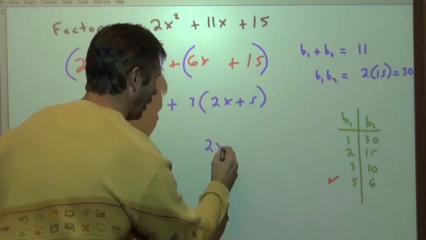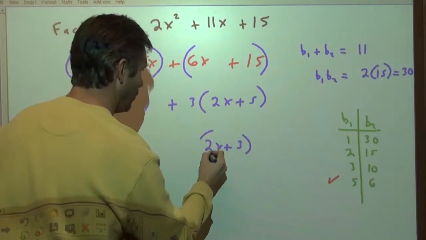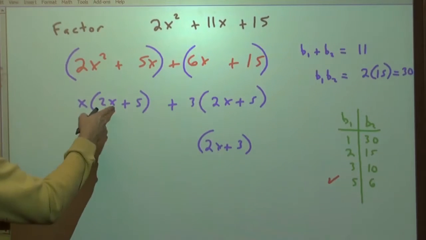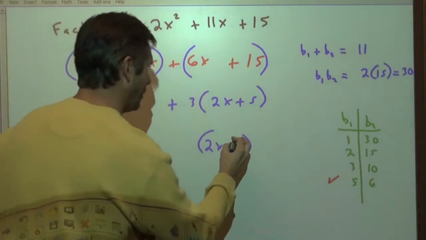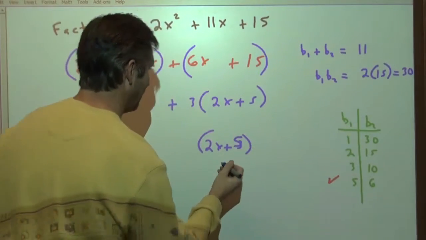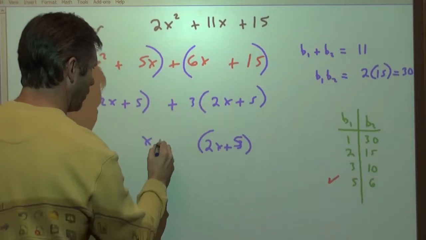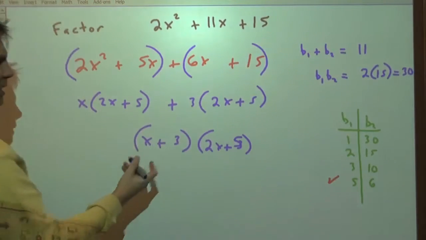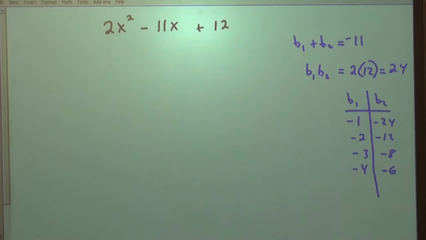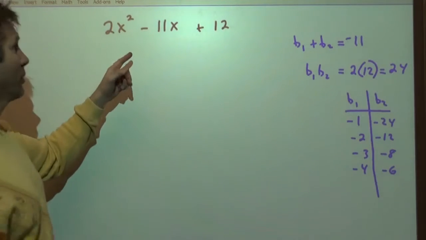So in the end, how many of the 2x plus 5's do we have? Well, we have x of them here and 3 of them here. So altogether we have x plus 3 of the 2x plus 5's. If we go to another one, we got this guy here. It's a little bit trickier now.